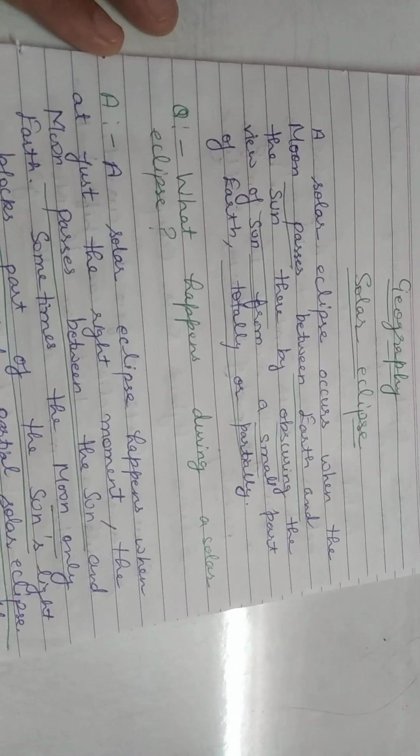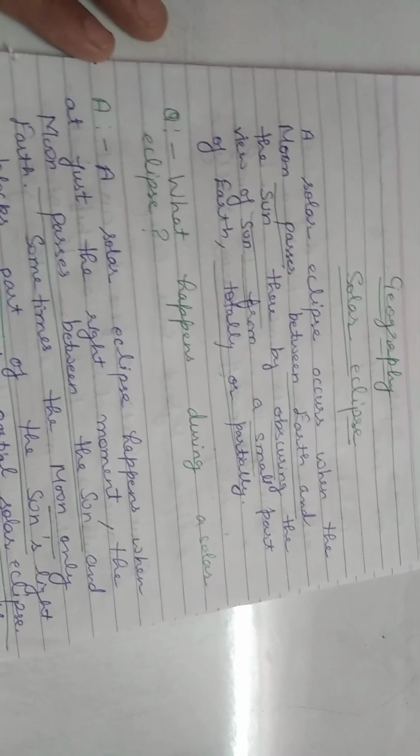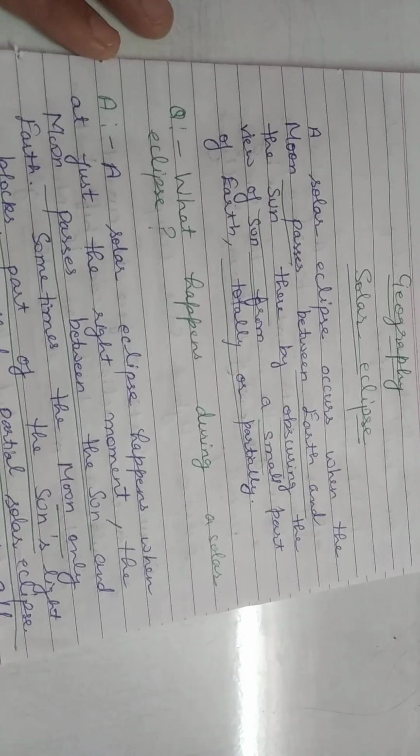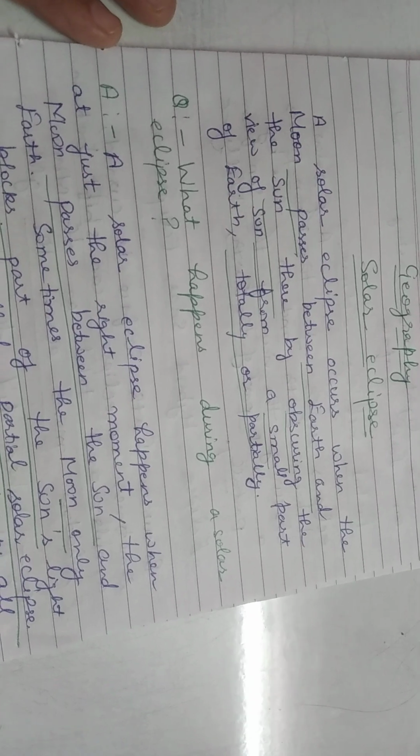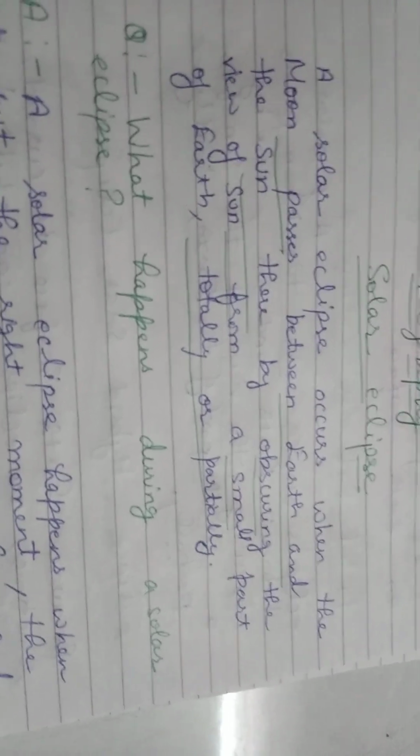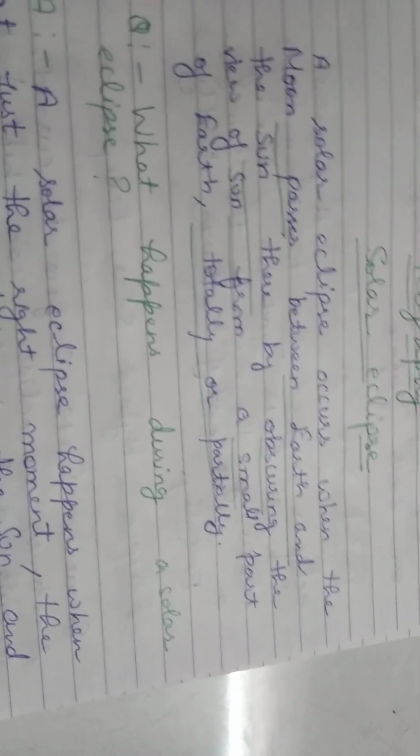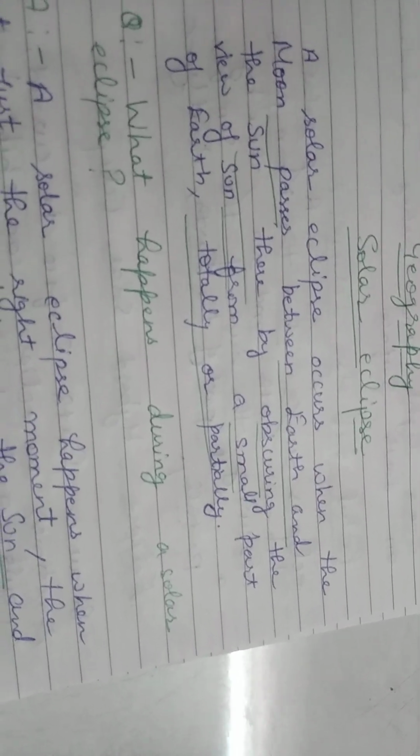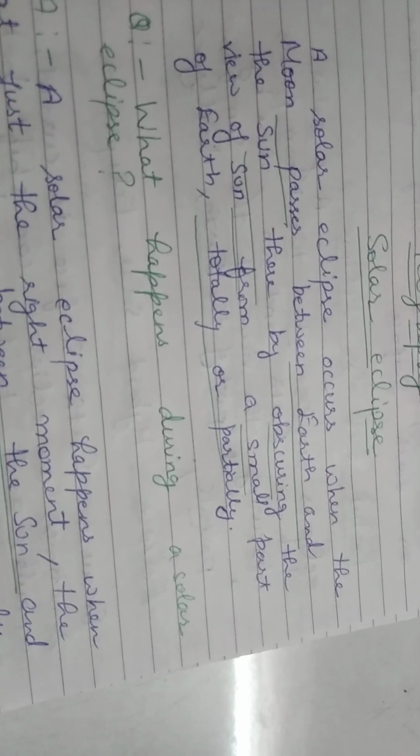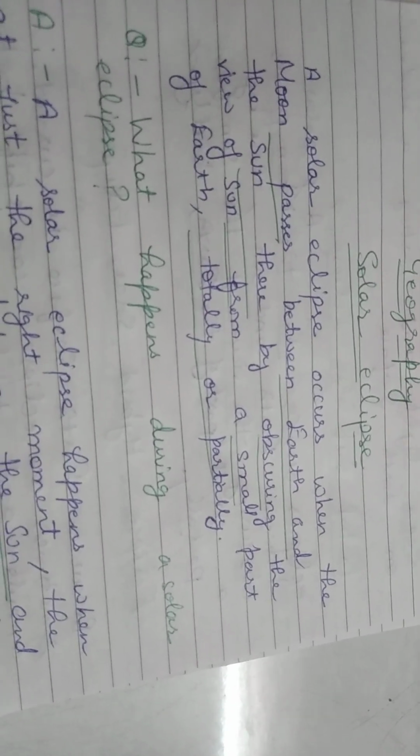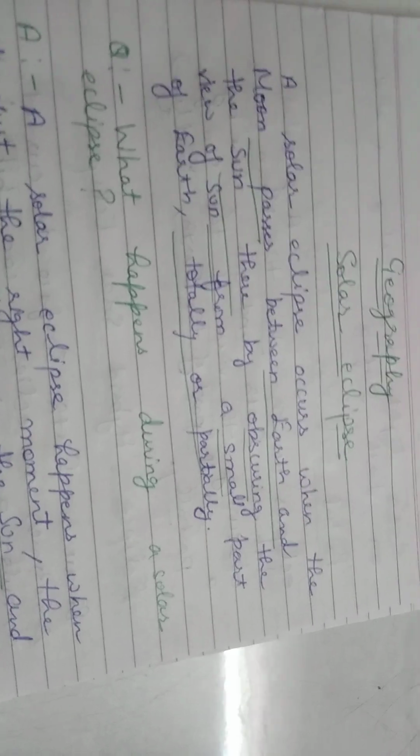What is solar eclipse? It's a genuine question and it is a very competitive question also. A solar eclipse occurs when the moon passes between the earth and the sun, obscuring the view of the sun from a small part of earth, totally or partially. It means that we see a total solar eclipse or a partial solar eclipse.